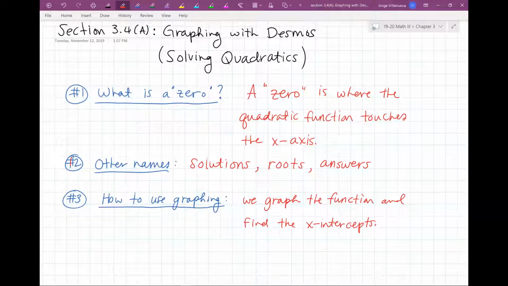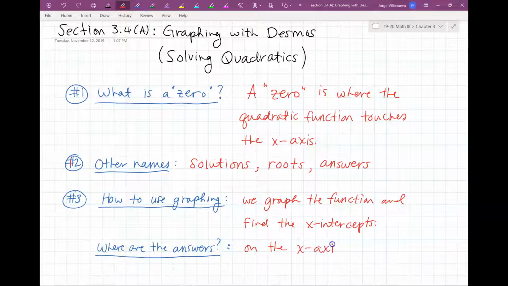And then it says, where are the solutions located? Well, I just mentioned that. So I'm just going to put, where are the answers? We're going to put on the x-axis. You guys could answer question number 4. What is the best website, app, graphing calculator to use to solve quadratic equations by graphing? DESMOS. So you guys can put that up there.